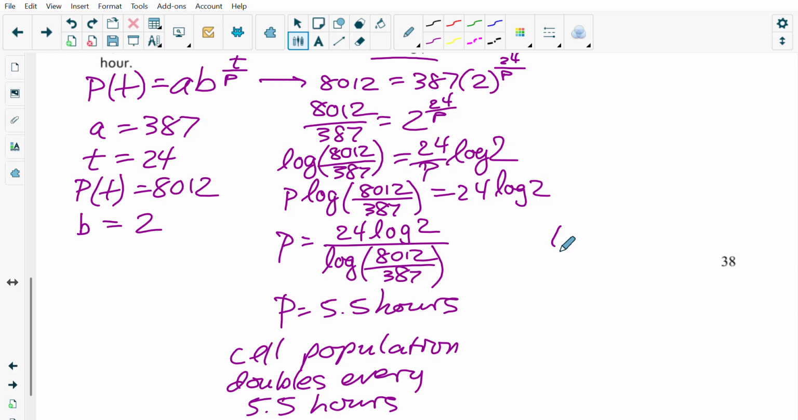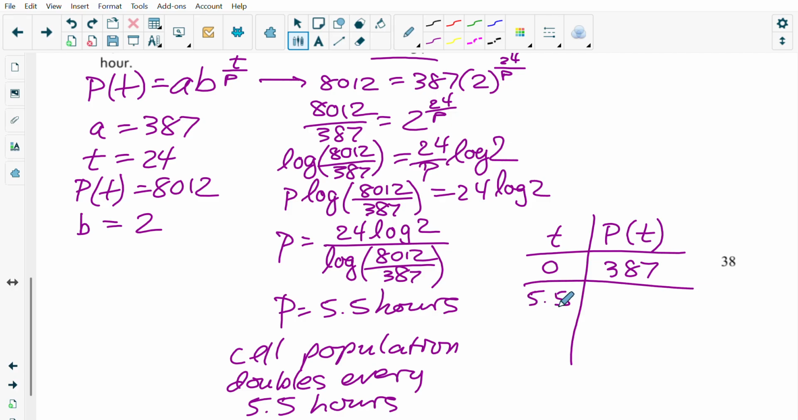Let's just do a quick handy chart. This is a good way to kind of conceptualize what's going on. So here's my time, and here's my population as a function of time. So at 0 hours, we start at 387. Every 5.5 hours, I'm going to double, so it's 774. Let's see where we get here. So another doubling period, 11 hours, sorry.